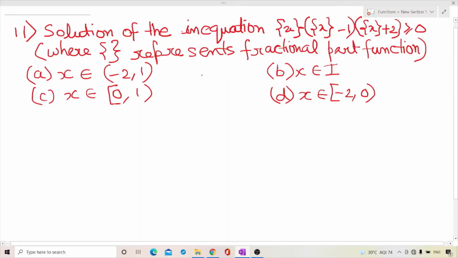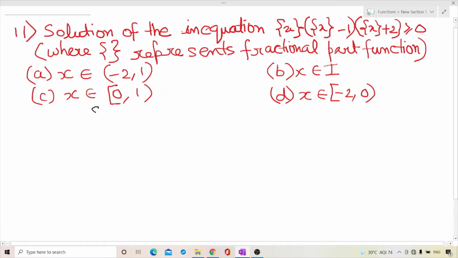So we have the question here: solution of the inequation {x}-1, {x}+2 ≥ 0, where this sign represents the fractional part function. The options are: A) x belongs to [-2, 1], B) x belongs to I, where I is integer, C) x belongs to [0, 1], and D) x belongs to [-2, 0].